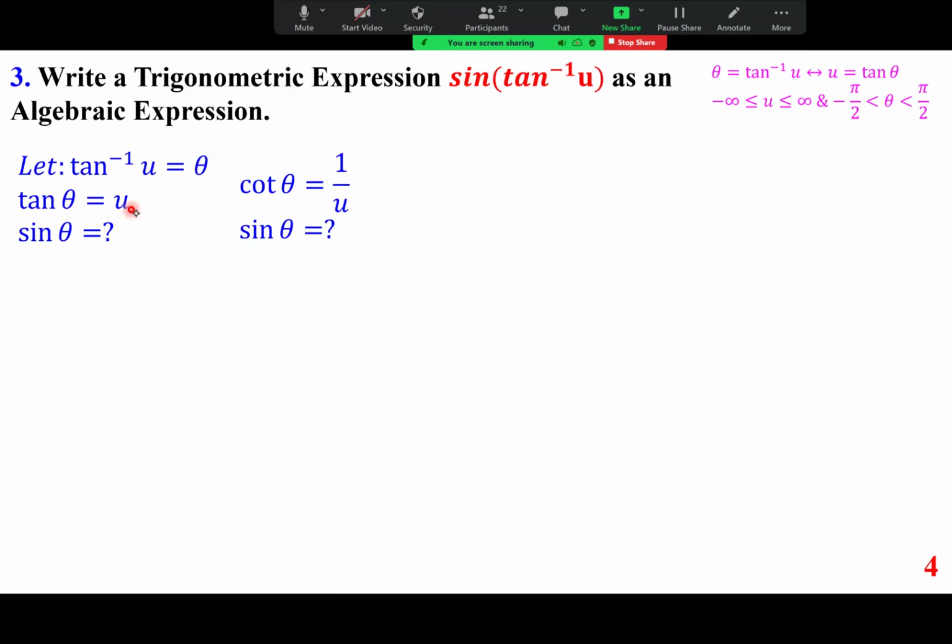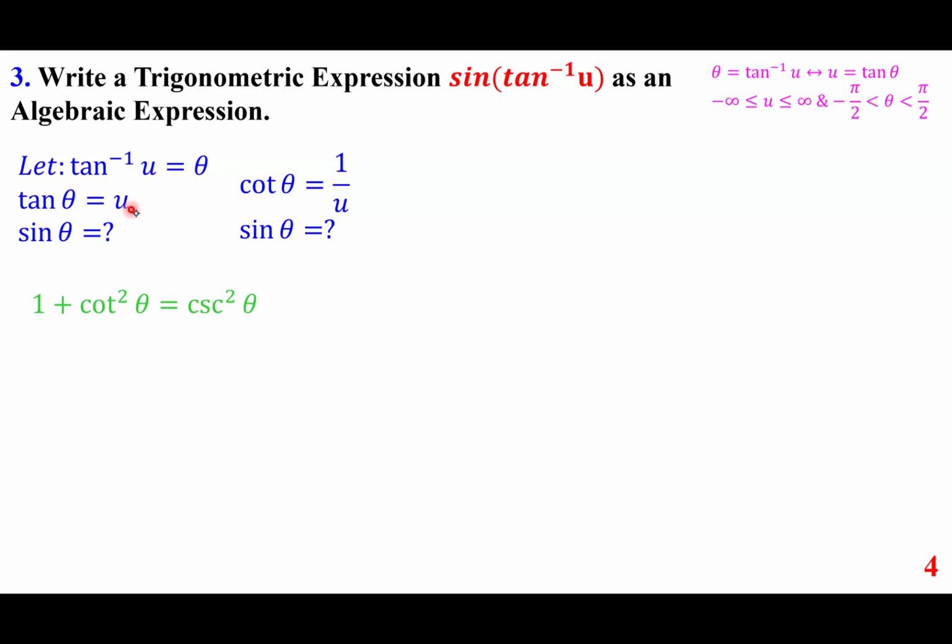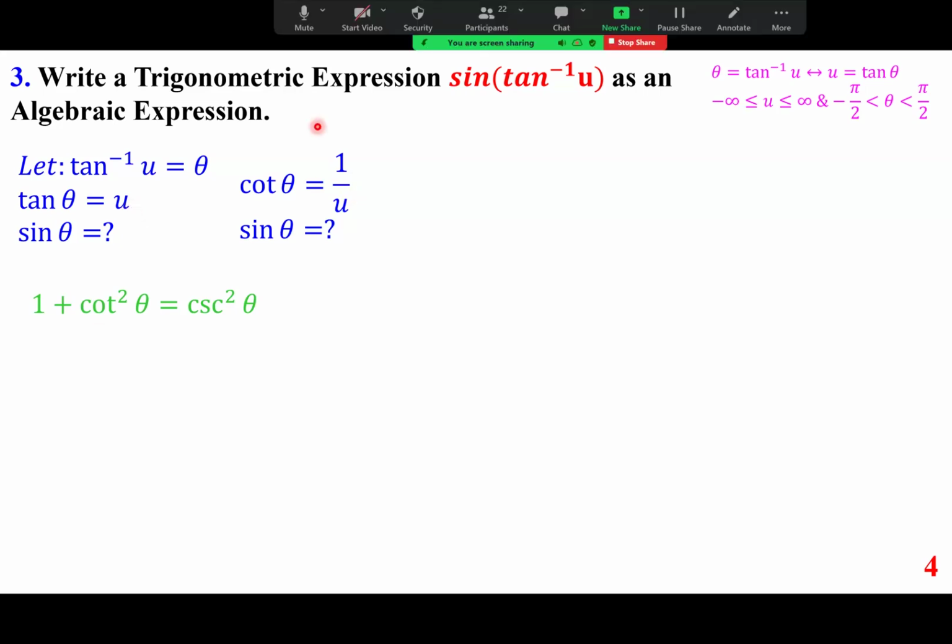And we can find sine theta because 1 plus cotangent squared is cosecant squared, according to one of those Pythagorean identities. So 1 plus 1 over u squared is cosecant squared. If we take a common denominator of u squared, this becomes u squared over u squared. So we have u squared plus 1 over u squared. And remember, cosecant and sine are reciprocals.